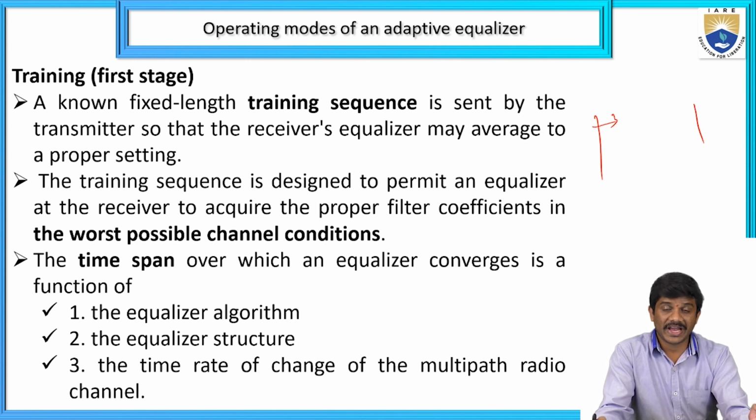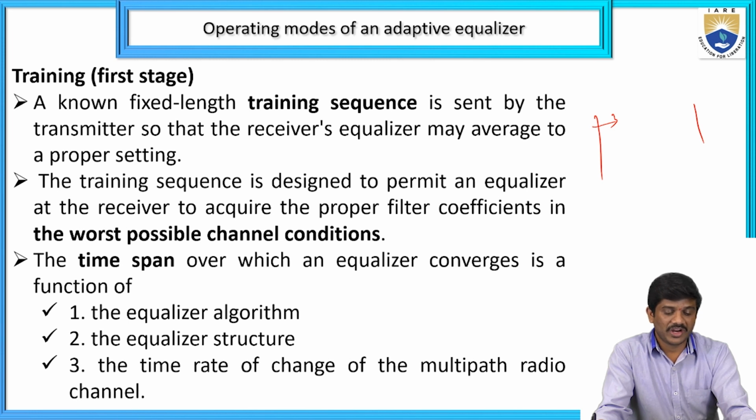Also, with the known training sequence, we permit the equalizer at the receiver to acquire the proper filter coefficients in the worst possible channel conditions. We have the FIR filter and also the IIR filter. What is a FIR filter? What is an IIR filter? We will discuss that in the next classes. What is the need of the FIR filter in this coefficient condition? What is the IIR filter condition? We can discuss that in the next slides. Then you can understand the proper filter coefficients for this particular training section of the equalizer.